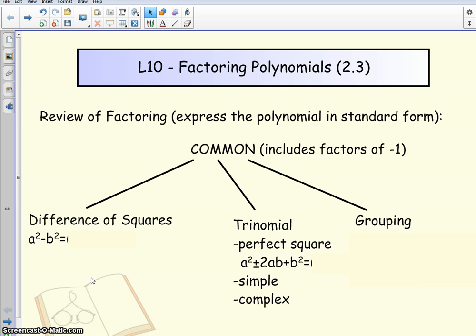Factoring, as we told you last year, is probably one of the most important skills coming out of grade 10, and we're going to be using it a lot this year. Those of you going on to advanced functions and beyond will be using it there a lot too. So really, really important skill.